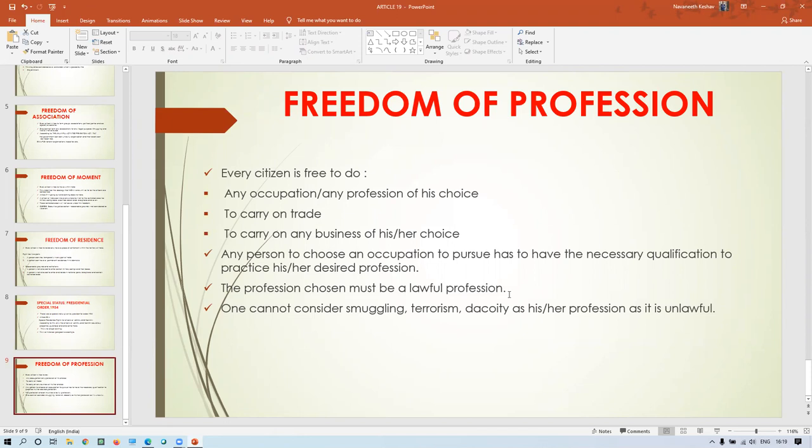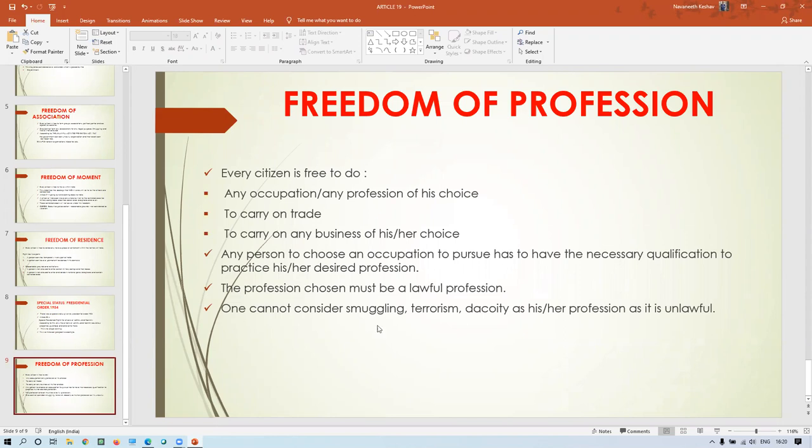The profession must be a lawful profession, which means you cannot say that I'm interested to be a terrorist, I'm interested to do smuggling, I want to become a drug dealer. And of course, you do not have any degrees to become that. But still, you cannot take that as your profession and consider it lawful, because it is definitely unlawful. One cannot consider smuggling, terrorism, dacoity and all those things lawful in the eyes of law. So this is what freedom of profession deals with.